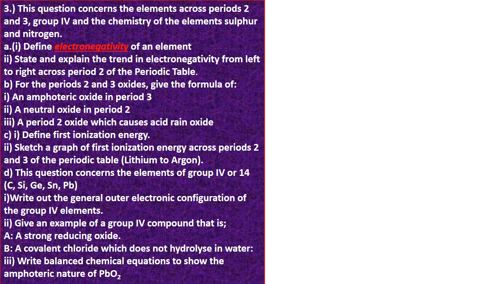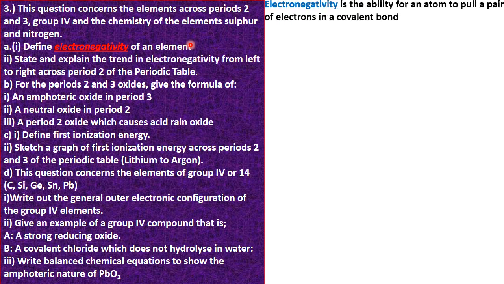Okay, question 3, which was the inorganic chemistry section, reads that this question concerns elements across period 2 and 3, group 4 of chemistry, and the elements sulfur and nitrogen. We should define electronegativity of an element. Let's start, guys. Electronegativity of an element is simply the ability of an atom to pull a pair of electrons in a covalent bond. It is the ability of an atom or element to pull a pair of electrons in any covalent bond.